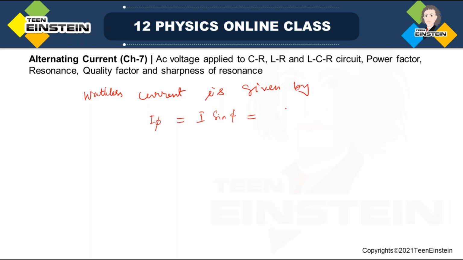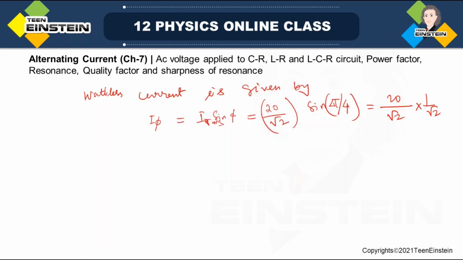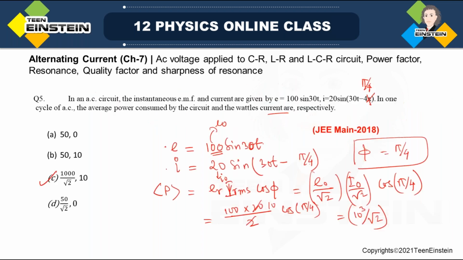So what is the I? Sorry, this is IRMS. IRMS into sin phi. IRMS can be written as peak value by root 2, and sin phi means sin pi by 4, which would give you 1 by root 2. So this is root 20 by root 2 into 1 by root 2. This will give you 2. Finally, it will be 10 ampere. Wattless current will be 10 ampere.